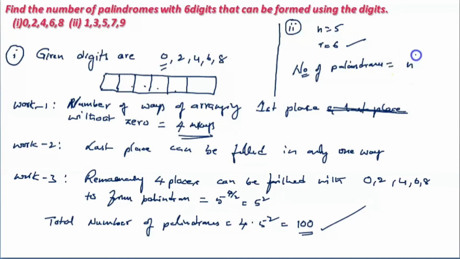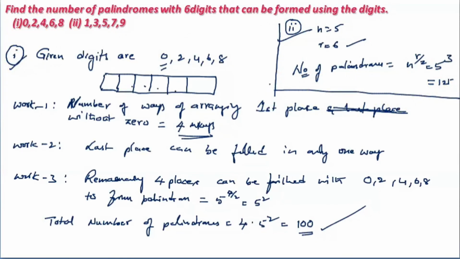is equal to n to the power of R by 2 formula. So 5 to the power of 6 by 2 is 3. That is 5 cubed. 5 cubed is nothing but 5 power R by 2. So 5 power 3. 5 fives are 25, 5 twenty-fives are 125, will be the answer. Okay. So that is the second one's answer. So you can do it very easily. The first one you have to understand.